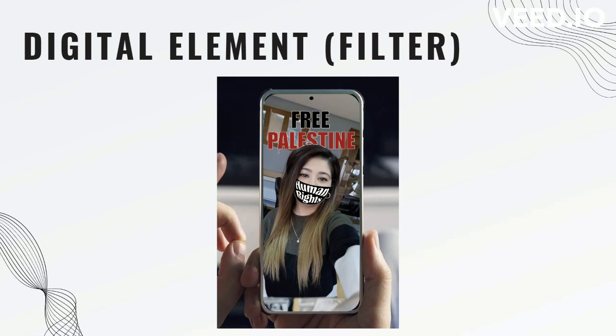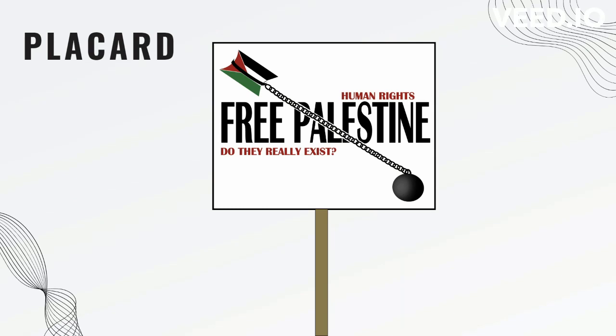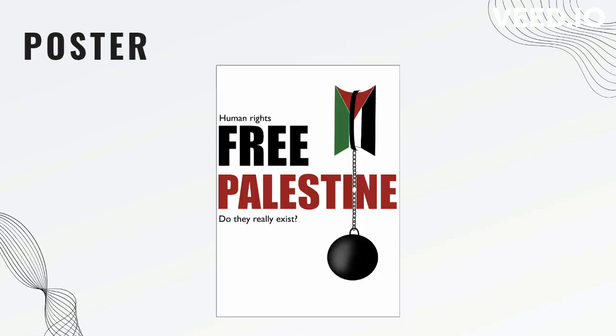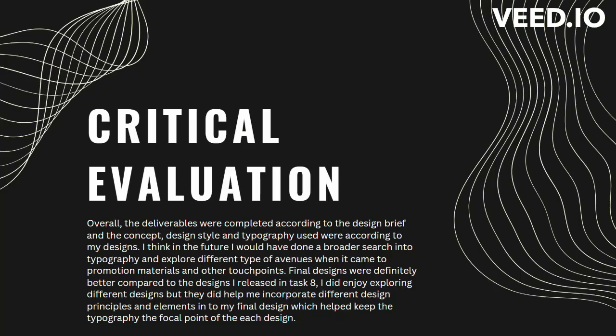It consists of a face mask which says Human Right and Free Palestine above my head. The picture used was initially not big enough to fit the typography above the head. I used the AI generative fill on Adobe Photoshop to expand the picture. Overall, the deliverables were completed according to the design brief and the concept, design style and typography used were according to my designs.